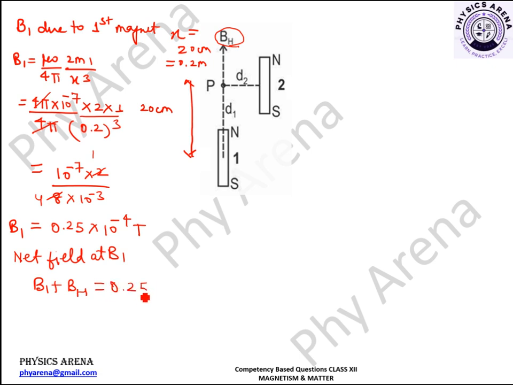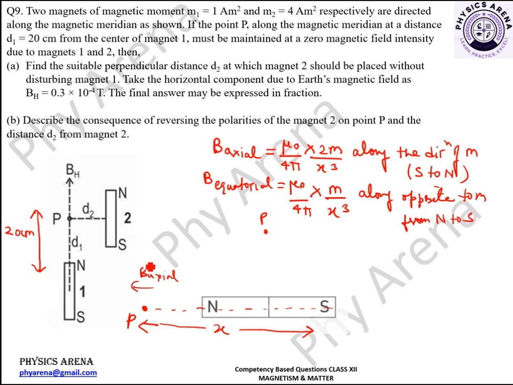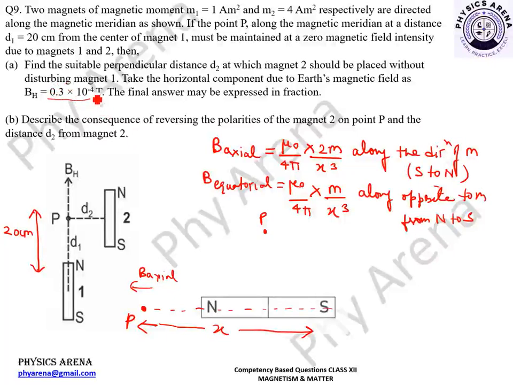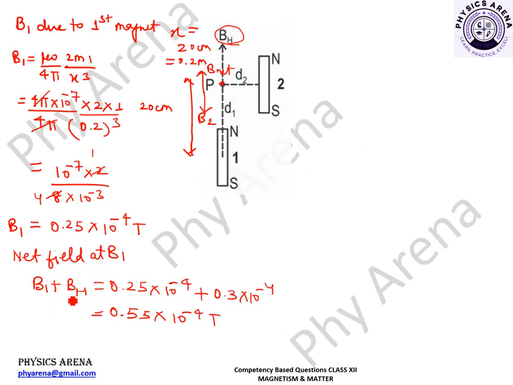So it will be equal to 0.25 multiplied by 10 to the power minus 4 plus the value of BH. And we can see in the question, the value of BH is given to us as 0.3 into 10 to the power minus 4. So we can add this BH to the B1 in order to get the net magnetic field. So that will be equal to B1 plus BH: 0.25 multiplied by 10 to the power minus 4 plus 0.3 into 10 to the power minus 4. That will be 0.55 into 10 to the power minus 4 Tesla.